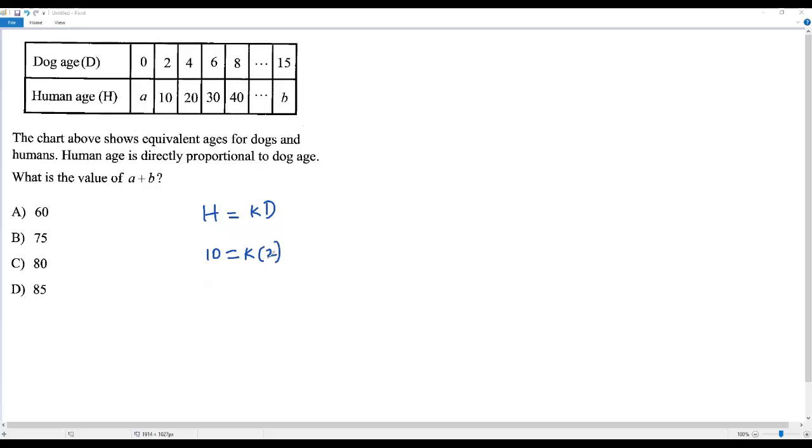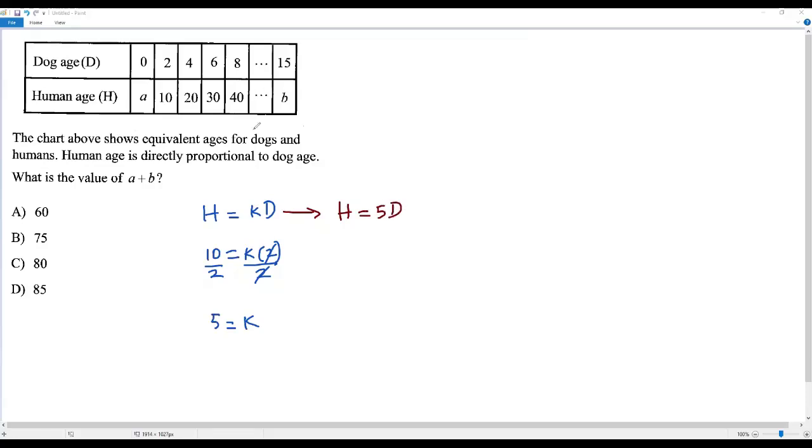Now to solve for K, I have to get rid of this 2. For that, I divide both sides by 2. Then this 2 will cancel out. 10 divided by 2 is 5. Then I'm getting 5 equals K. Now I got the value of the constant of proportionality, that is 5. Now let me plug in K equals 5 in this equation. Then I'm getting H equals 5 times D.